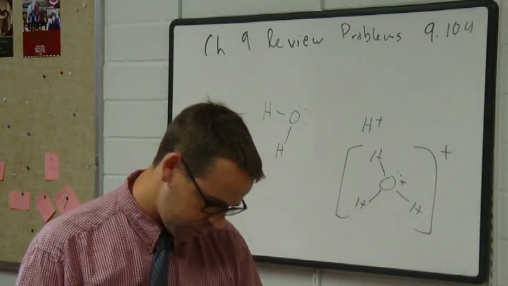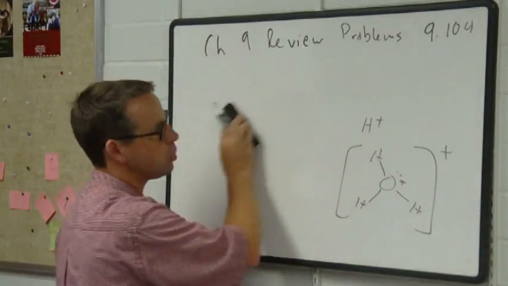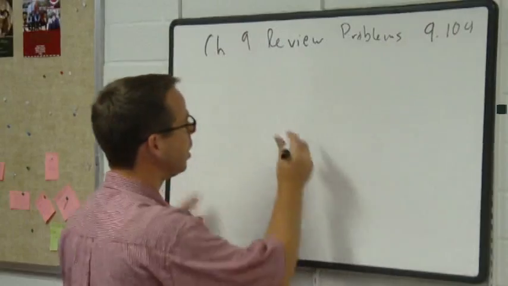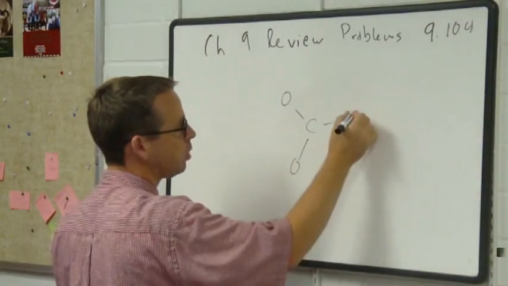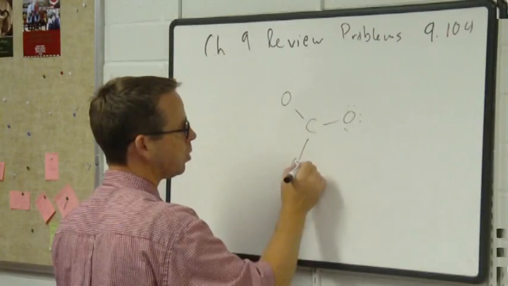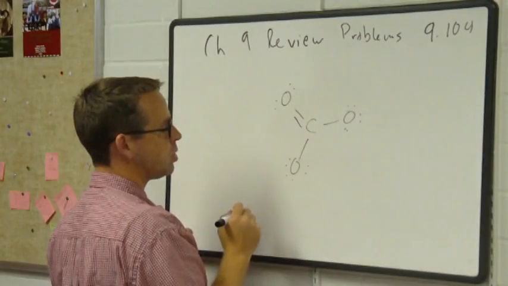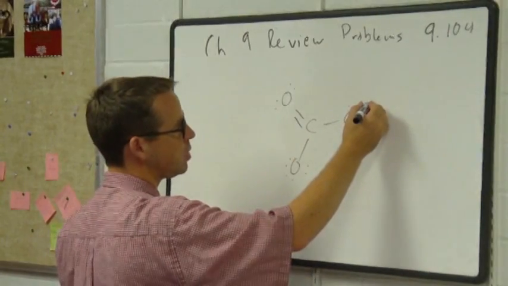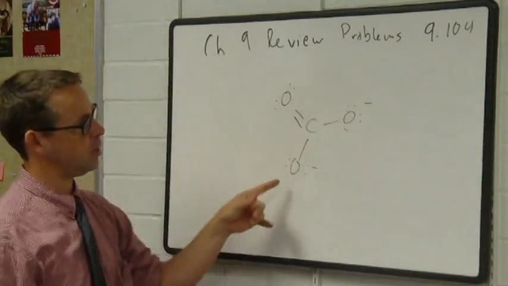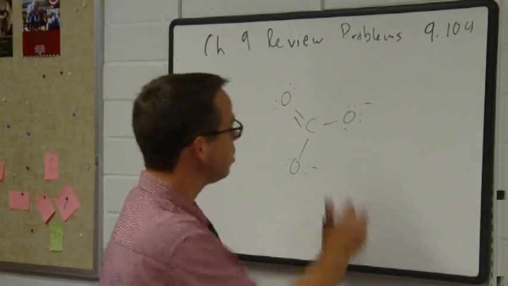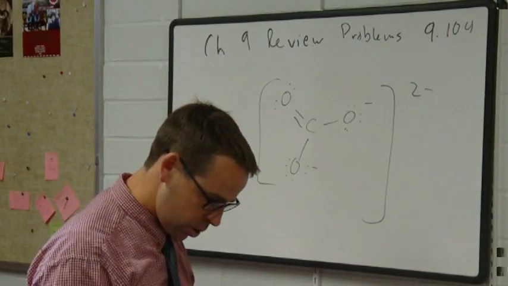9106, draw the resonance structure for CO3 2-, calculate the average bond order. All right, so there's the Lewis dot structure for CO3, and this is going to have 2 negative formal charges on it. So there's our CO3 2-, net charge 2-.